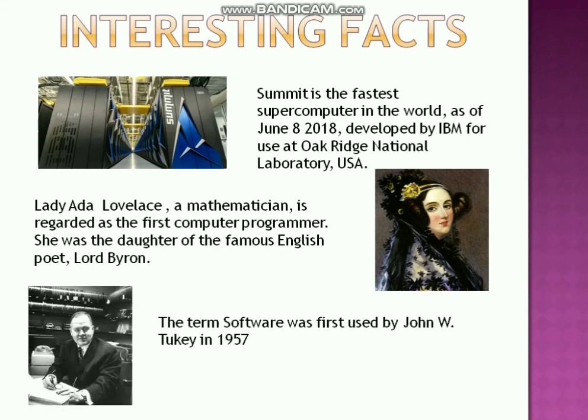Next you have John W. Tukey's picture here. The term software was first used by John W. Tukey in 1957. So these are the interesting facts about computers and the software and hardware terms. You can also Google interesting facts about computers, supercomputers, different types of computers, etc. These are the things which are mentioned in the textbook.